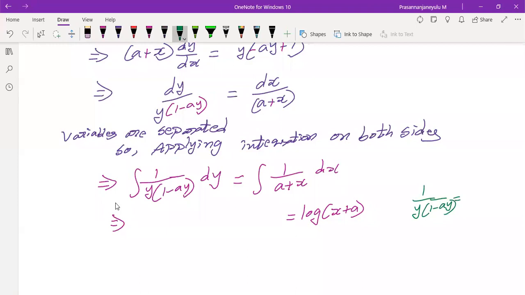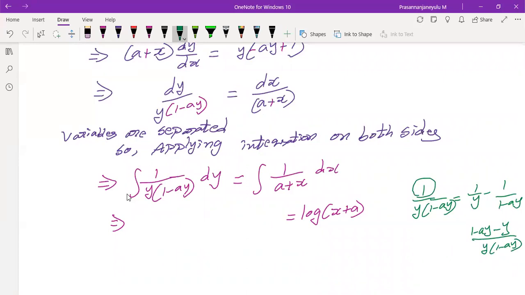Can I separate like this? Check it out. 1 by y minus 1 by 1 minus ay. If we write like this, then what is the LCM? We'll get y into 1 minus ay. What does the numerator become? 1 minus ay minus y by y into 1 minus ay. What numerator do we have to get? We have to get the numerator as only 1.